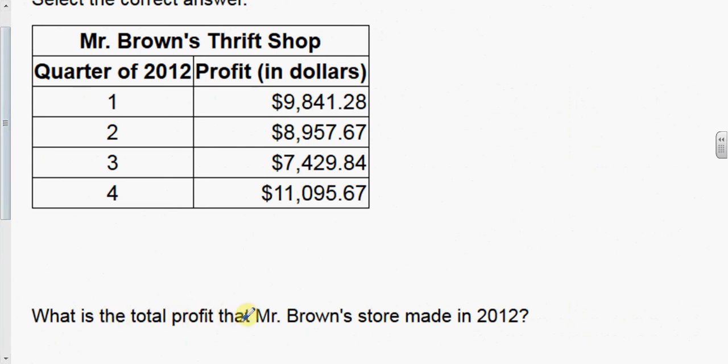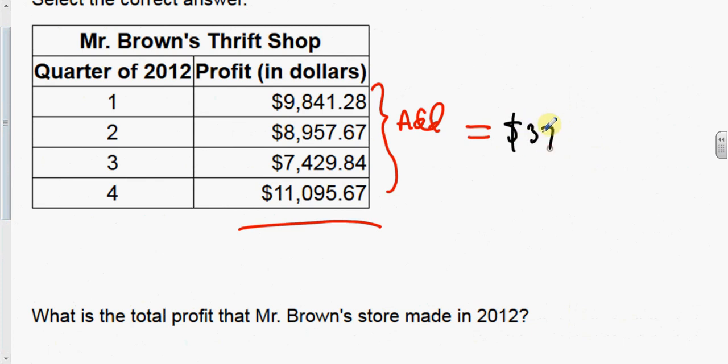What is the total profit that Mr. Brown's store made in 2012? So we're going to add all of them now. And when you add all of these up, we get $37,324.46.